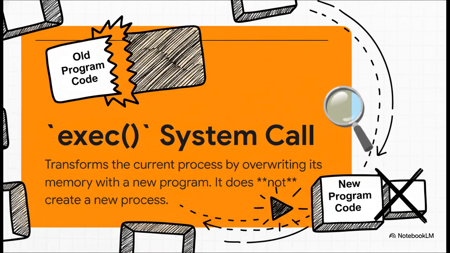Exec does not create a new process. What it does is, it transforms the process that calls it. The operating system essentially takes the code for the new program and overwrites the current process with it. The old program is completely wiped out and replaced. And here's the kicker. A successful exec call never ever returns. Why? Because the program that made the call doesn't exist anymore.